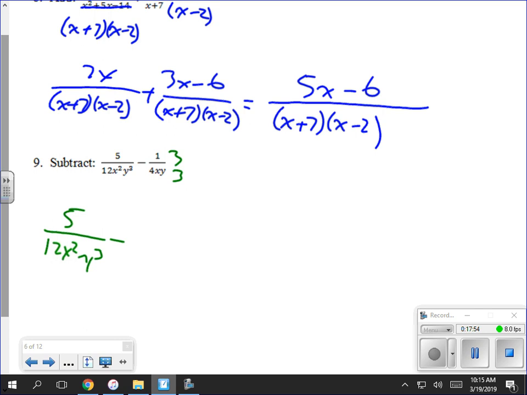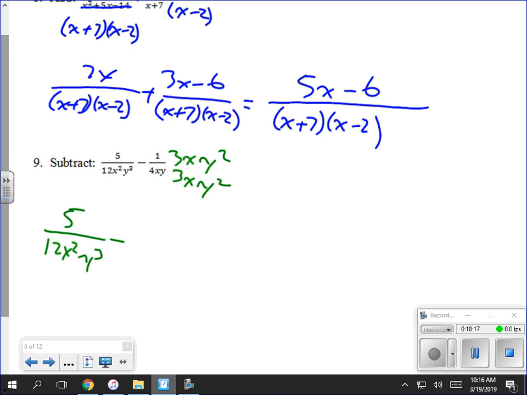I'm not done, so I don't want to do anything. I'm just writing it down because I'm going to have other stuff. I have x squared here. I have only 1x here. I have to multiply by 3x over 3x. I have y cubed. I only have 1y here, so I need to multiply by y squared over y squared. That will give me a common denominator.